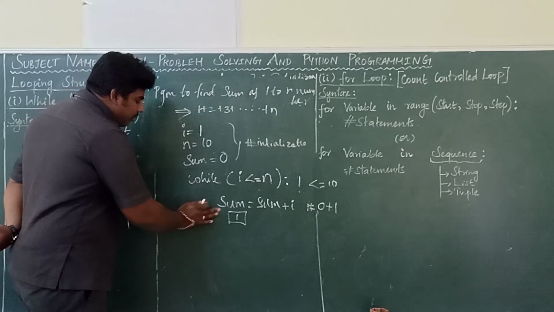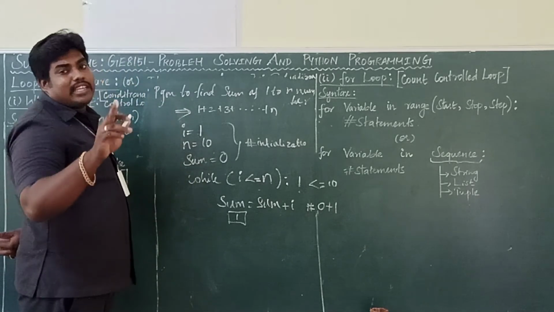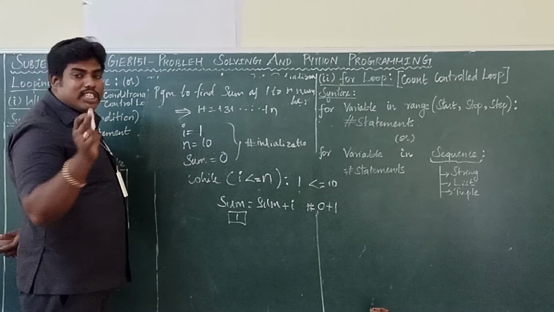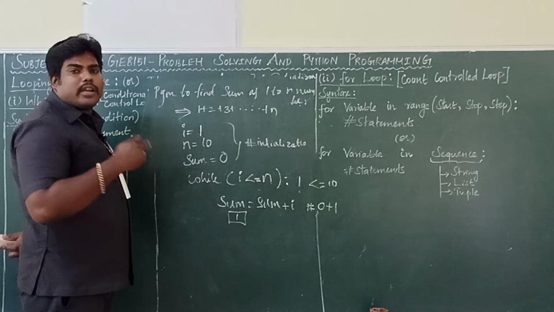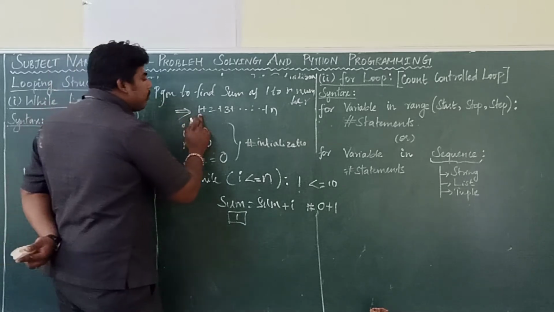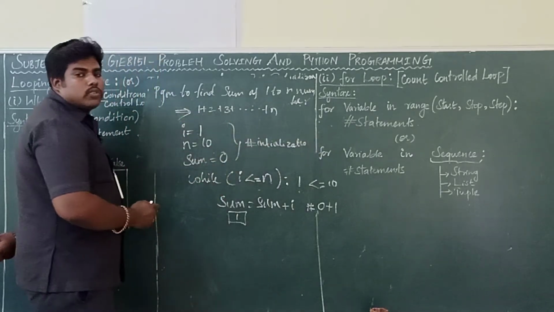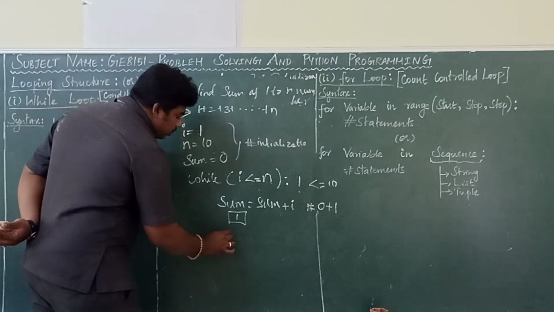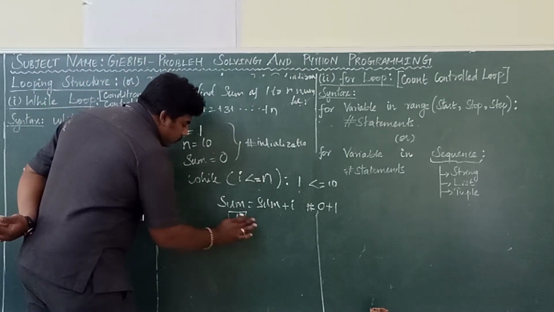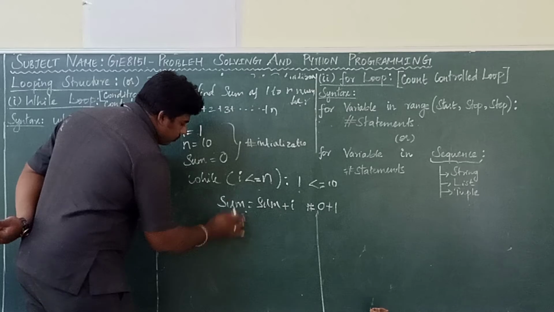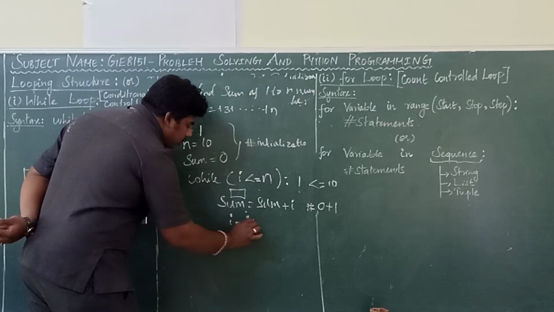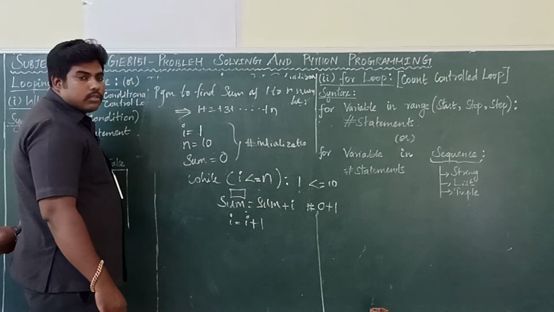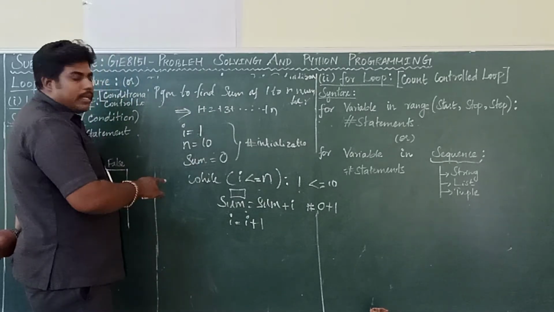Before going here, I have to use increment or decrement. Otherwise, it will be an infinite loop. So here, is increment required or decrement required? It's going from here to here, addition. So you have to use increment. So i equal to i plus 1.